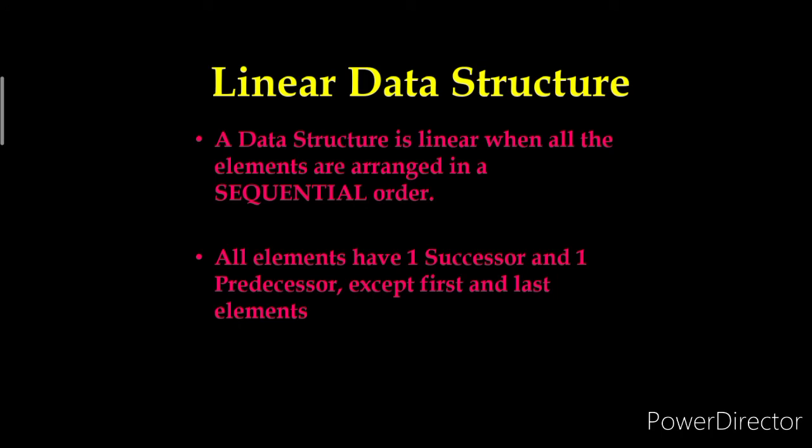Coming to linear data structures, from the name itself we can understand that linear means sequential. That means the data elements are organized in a sequential order. All the elements will have one successor and one predecessor except the first and last elements. In order to understand this point, we have to see examples of linear data structures.